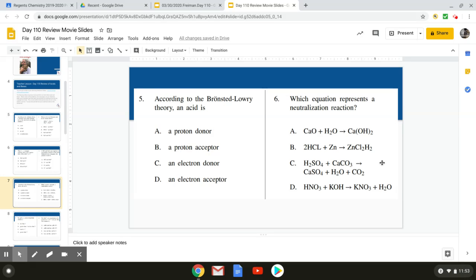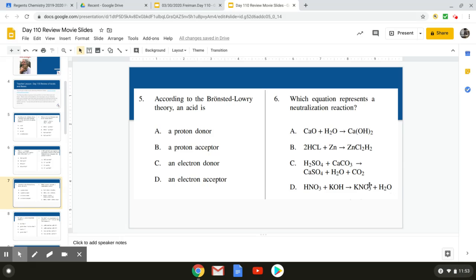Number 5, according to the Bronsted-Lowry theory, an acid is, you have to just have memorized, an acid is a proton donor, choice A. Number 6, which equation represents a neutralization reaction? Any neutralization reaction or titration reaction is an acid plus a base. Acids start with H, bases end with OH. That's Arrhenius theory. Makes a salt and water.